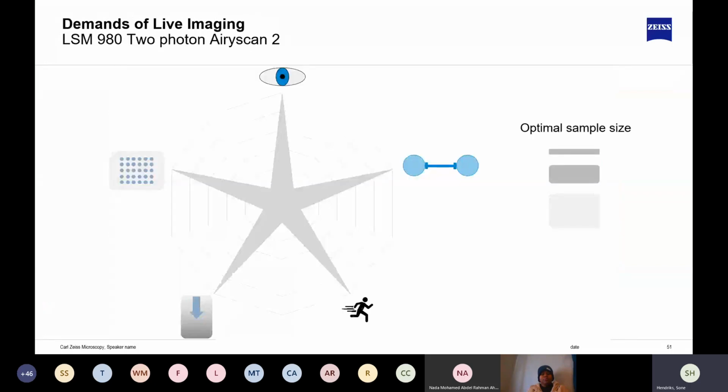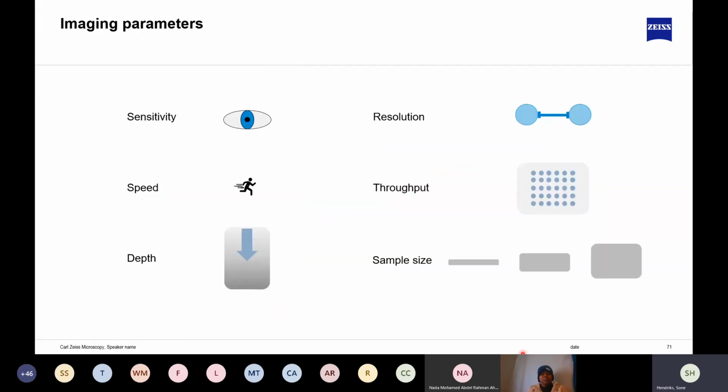I think this is the spinal cord. So with 2 photon, you can see much deeper. It is high throughput, and you can still see sensitivity. It's not necessarily as fast, and the reason for that is you're going into so many deeper levels of your sample. So you're always going to have some sort of sacrifice.